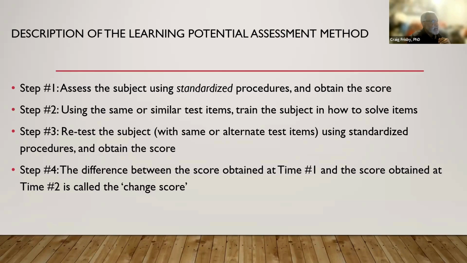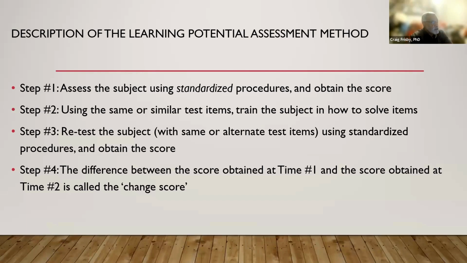So you spend a period of time meeting with the child individually, using tasks from a regular intelligence test, and teach them how to solve the tasks represented by the items on those tests. Then step three is that you retest the subject using the same intelligence test that you gave in step one, or a similar intelligence test, and you score that test and look for whether or not the student's score has improved from step one to step three.